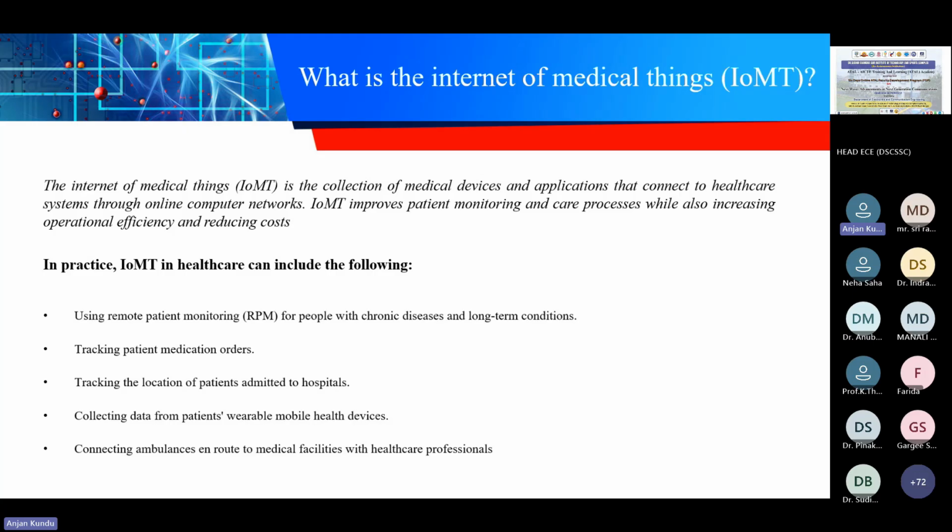So one of the most popular examples of IoT is the RPM, that means remote patient monitoring. The health condition of that patient can be monitored remotely from the hospital or from the doctor's end. The person doesn't need to visit the clinic or visit his medical practitioner in person. It's mainly important for chronic or long-term diseases. I will give some examples later.